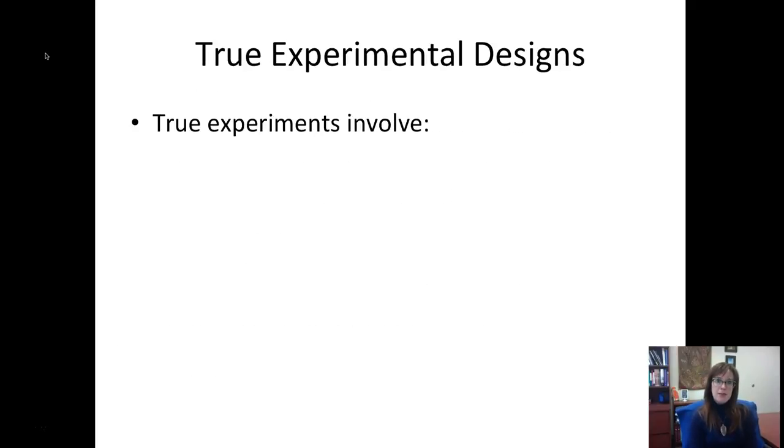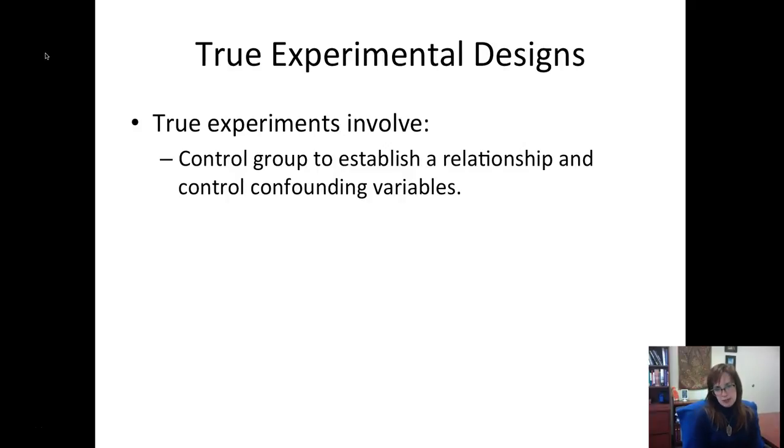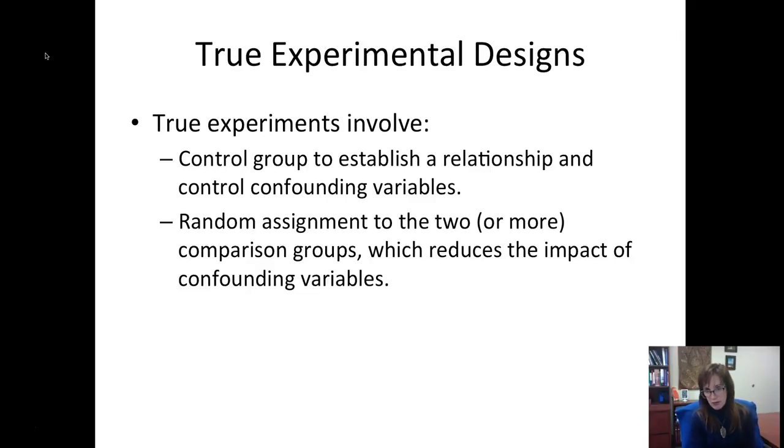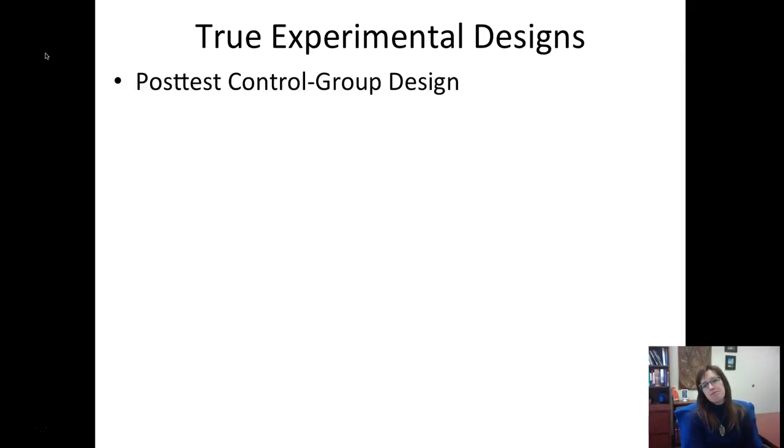True experimental designs, as I've mentioned, typically involve a control group to establish a relationship and control for some confounding variables. And true experiments have to have random assignment to the two or more conditions. That helps to reduce the impact of confounding variables, like gender and education and socioeconomic status, that may play a role in how people respond to those manipulations or interventions. But if we can distribute those confounding variables evenly across the groups, then we can remove the potential effects of that.